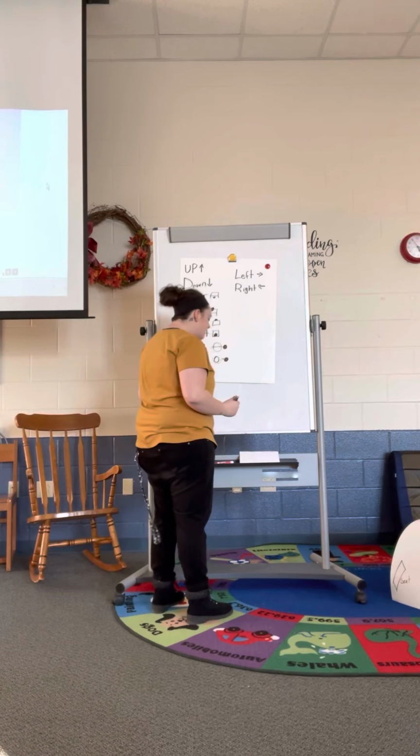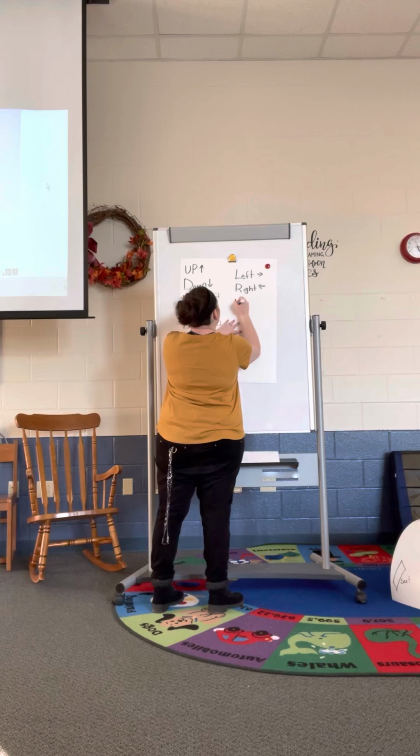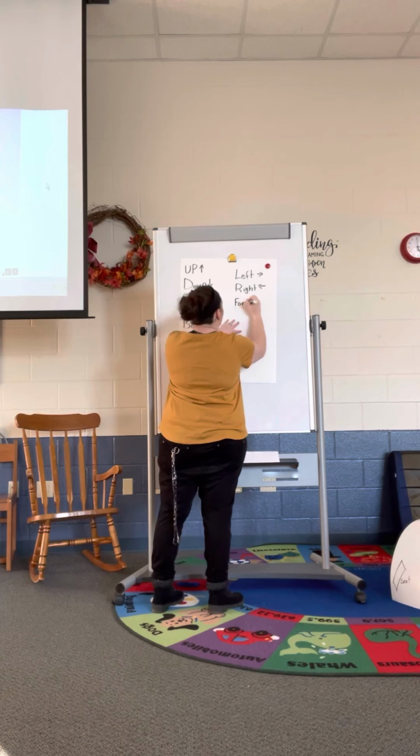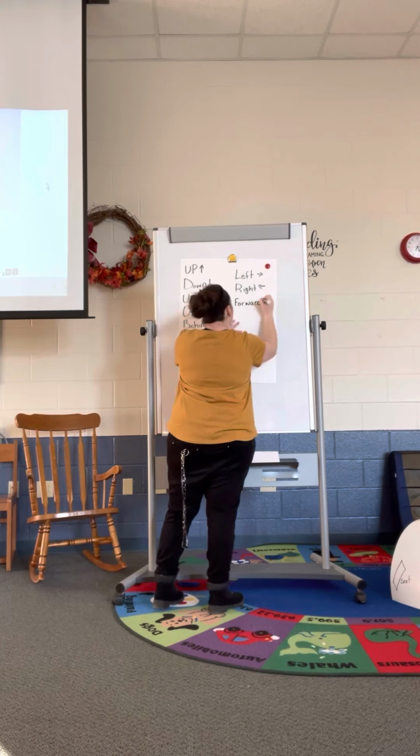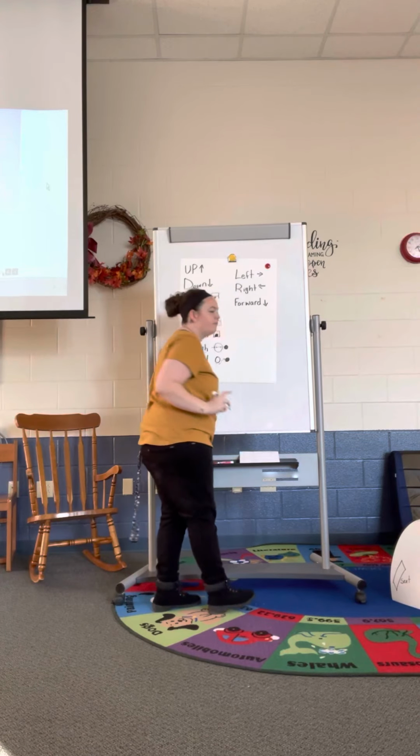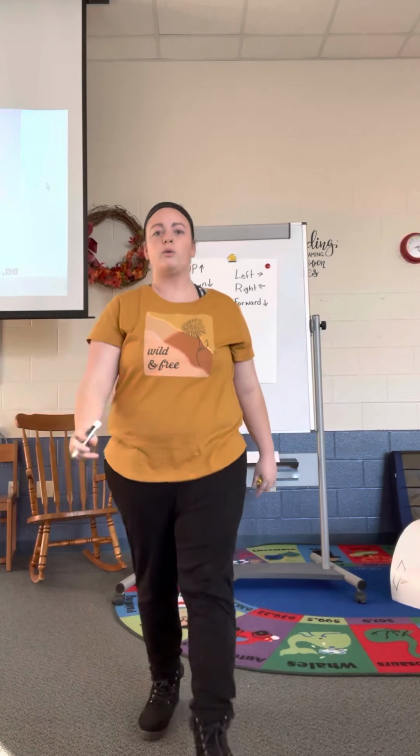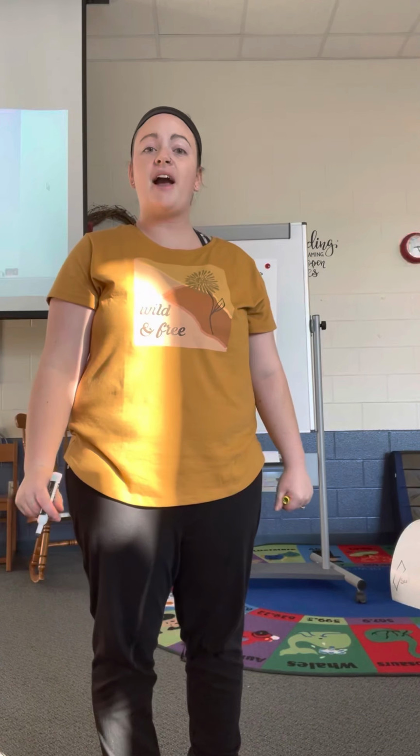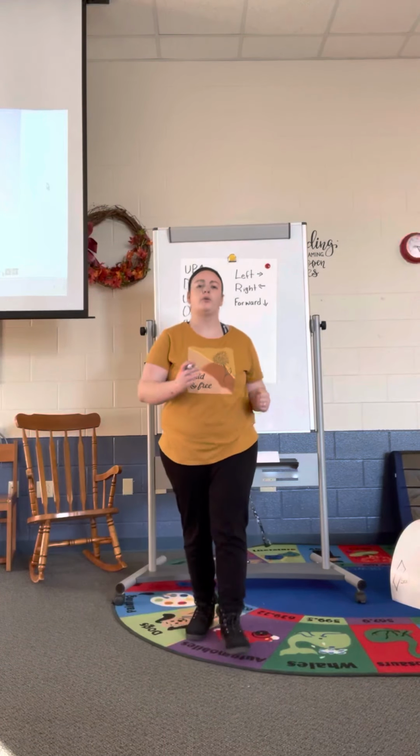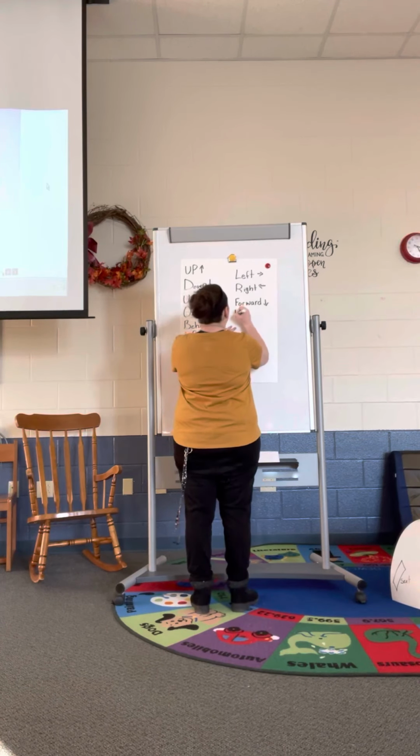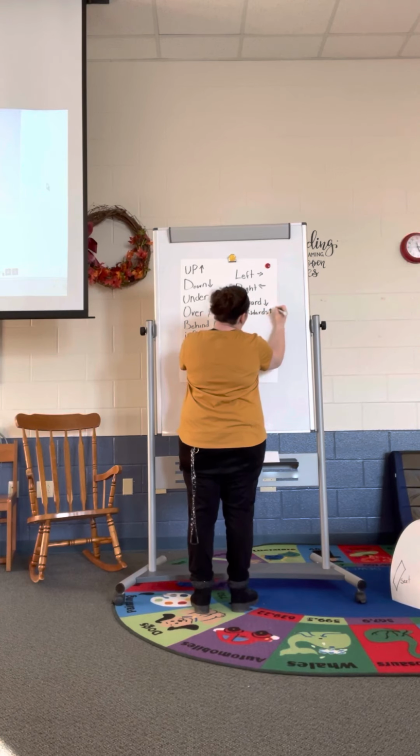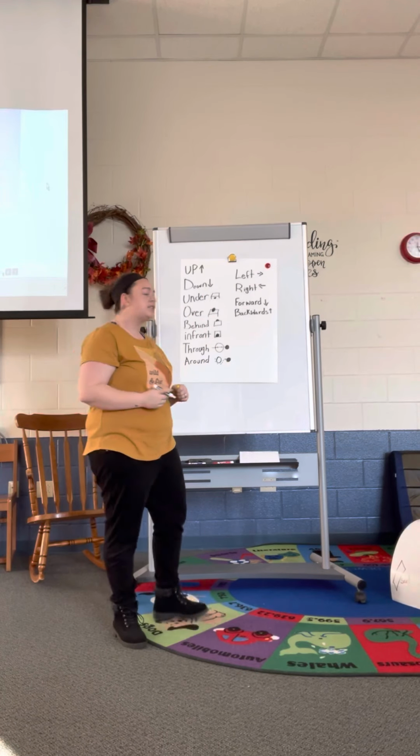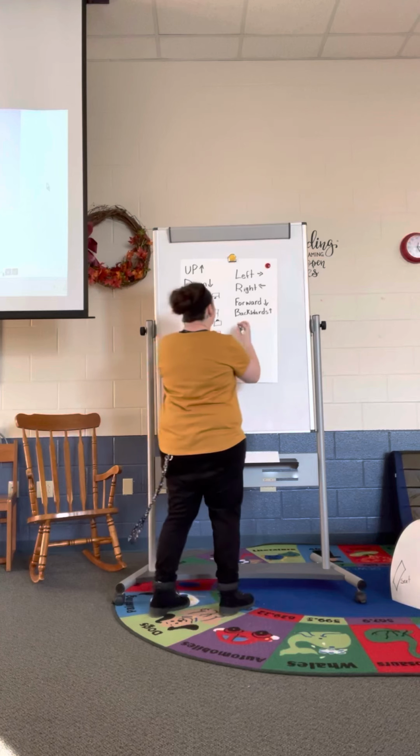All right, next up we have forward. Forward, and I'm gonna draw an arrow pointing forward. So we're going to something, forward. The next word is backwards. So I'm gonna walk backwards. We're gonna go backwards. So going back.